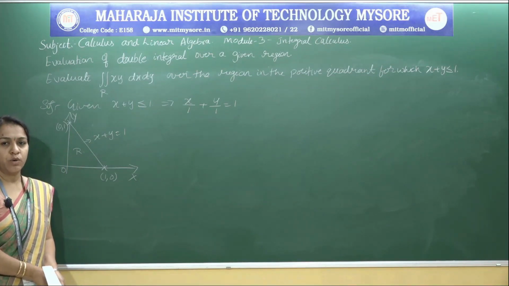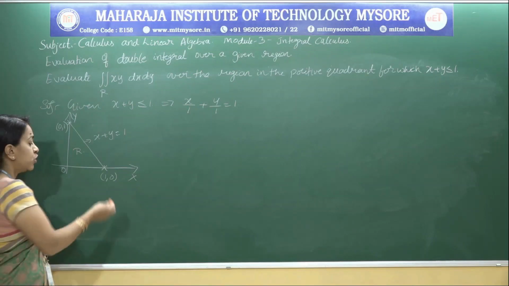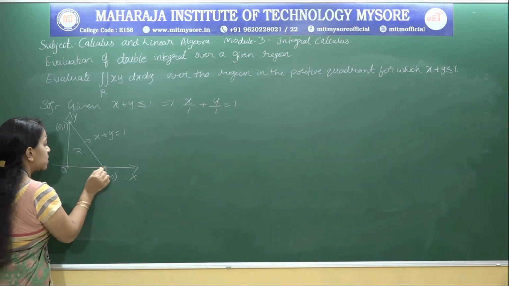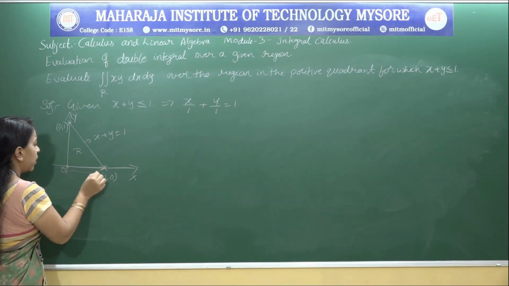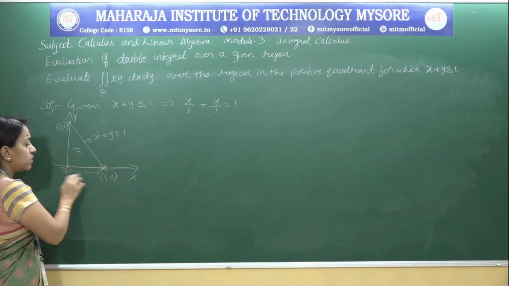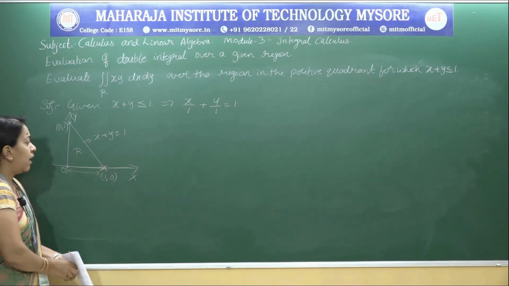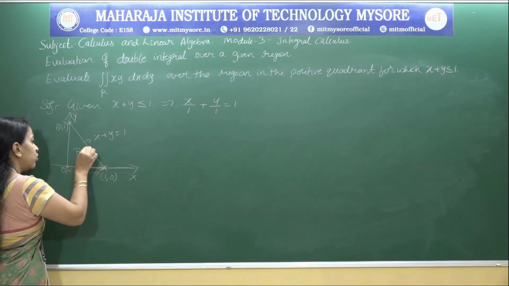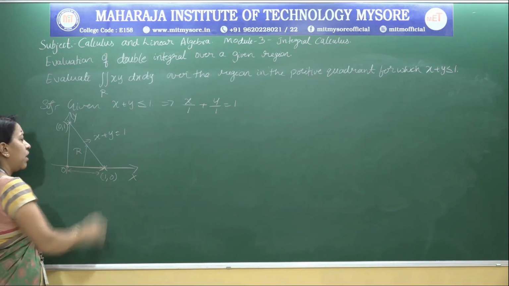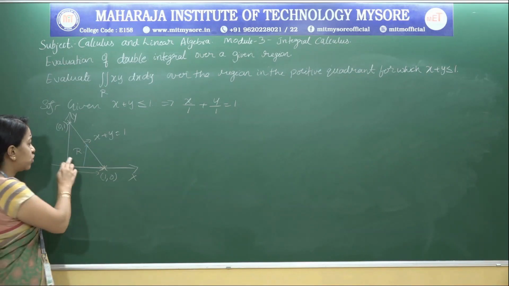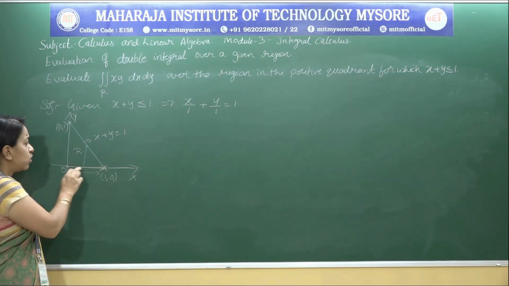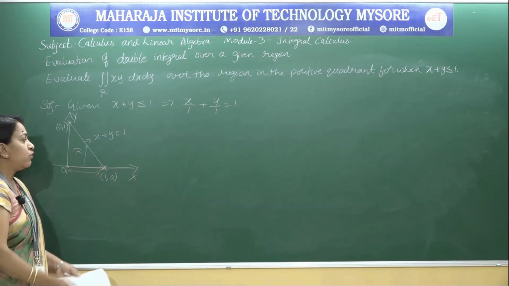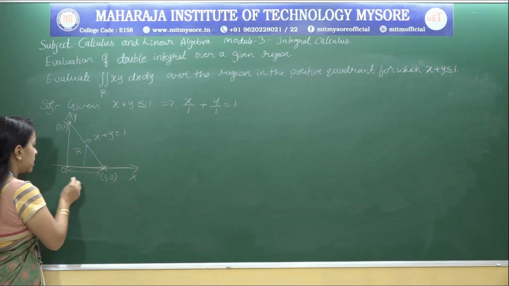From this we should get the x and y limits, right? We know that the x limit is considered on the x axis, therefore x varies from 0 to 1. And y varies from the x axis to the given line in the bounded region, a line parallel to the y axis. So we should know the limits of x and y, right?